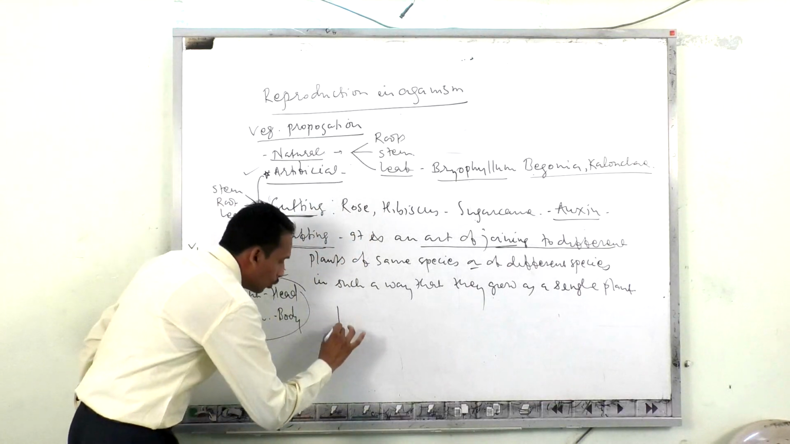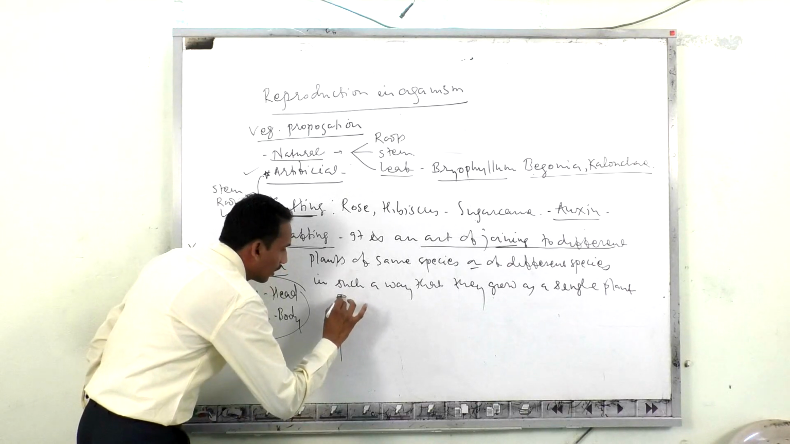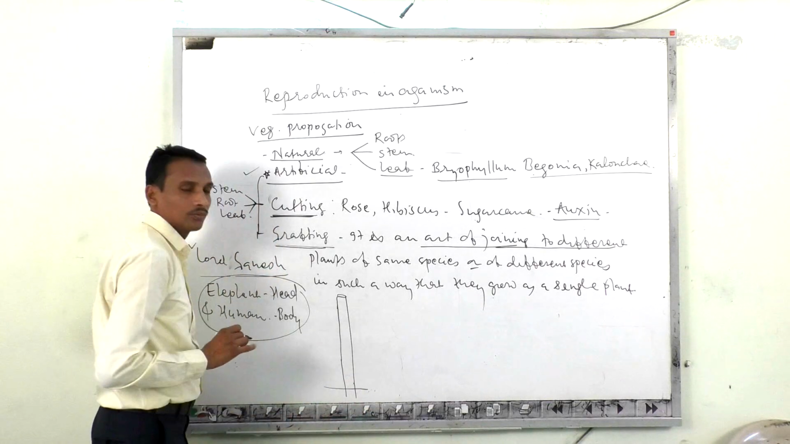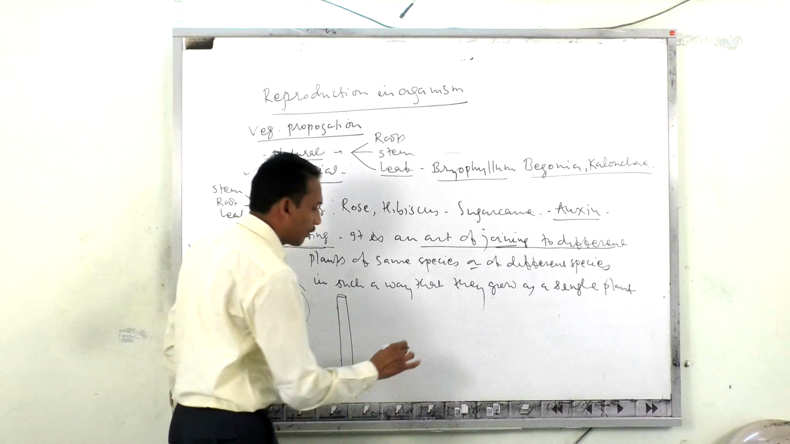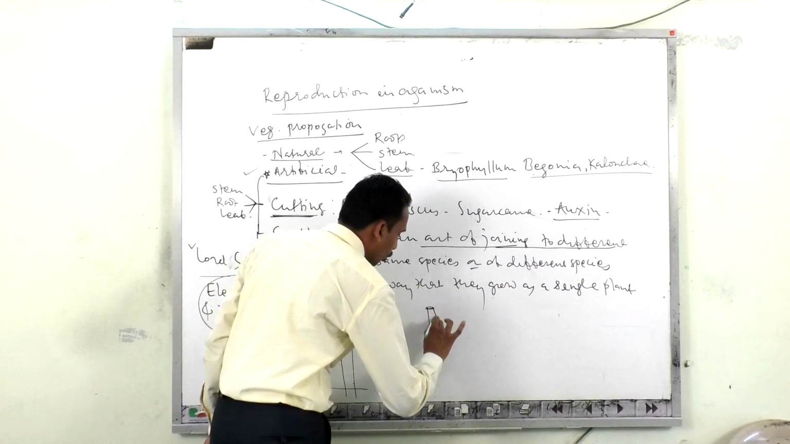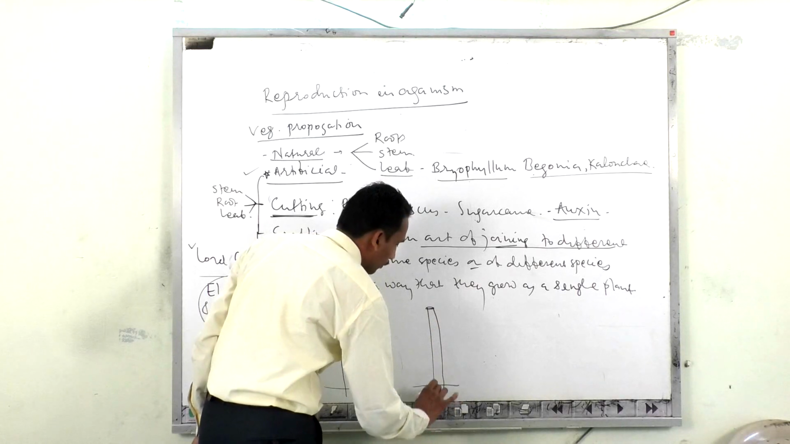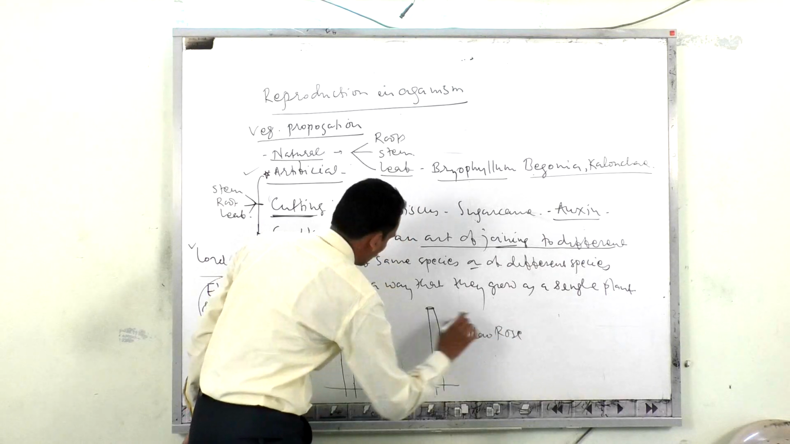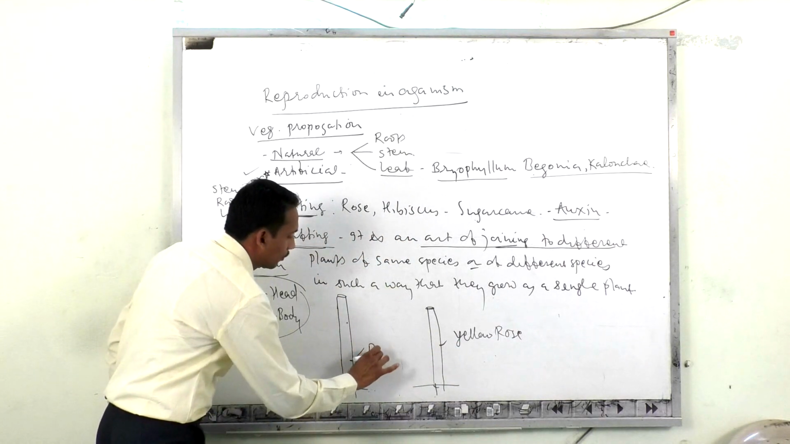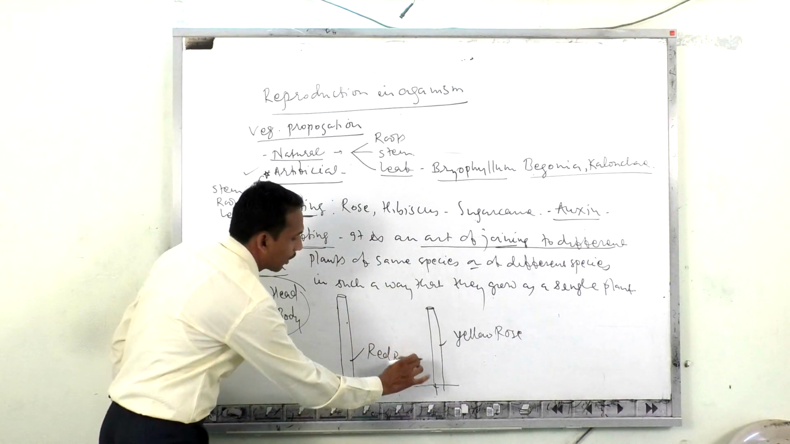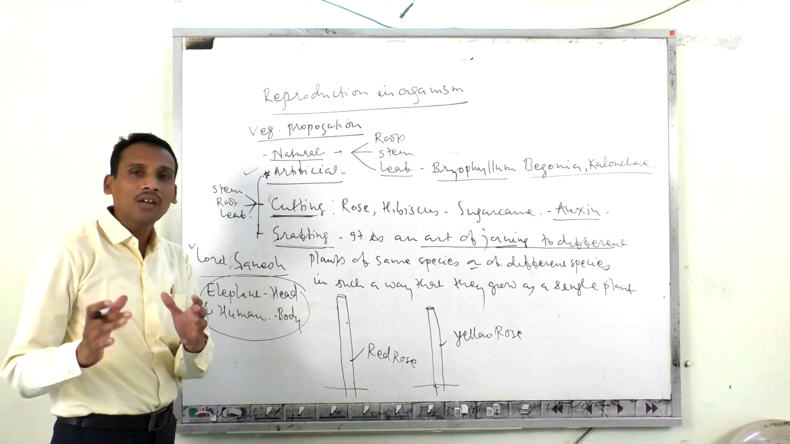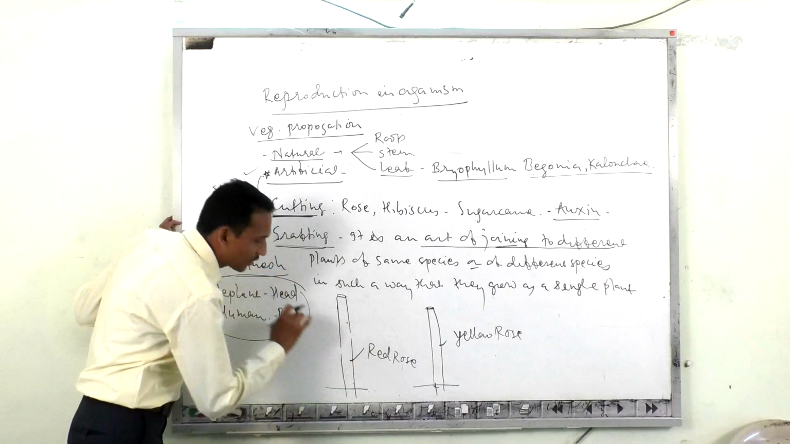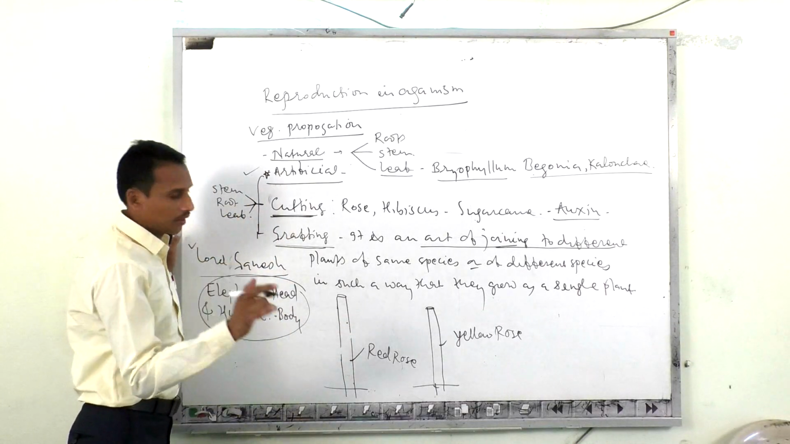Suppose you possess a red color rose plant in your home, and another person possesses a yellow color rose plant in their home. This one is the yellow rose, and this one is the red rose. We have taken one example. What is done here? Simply you have to cut that stem.